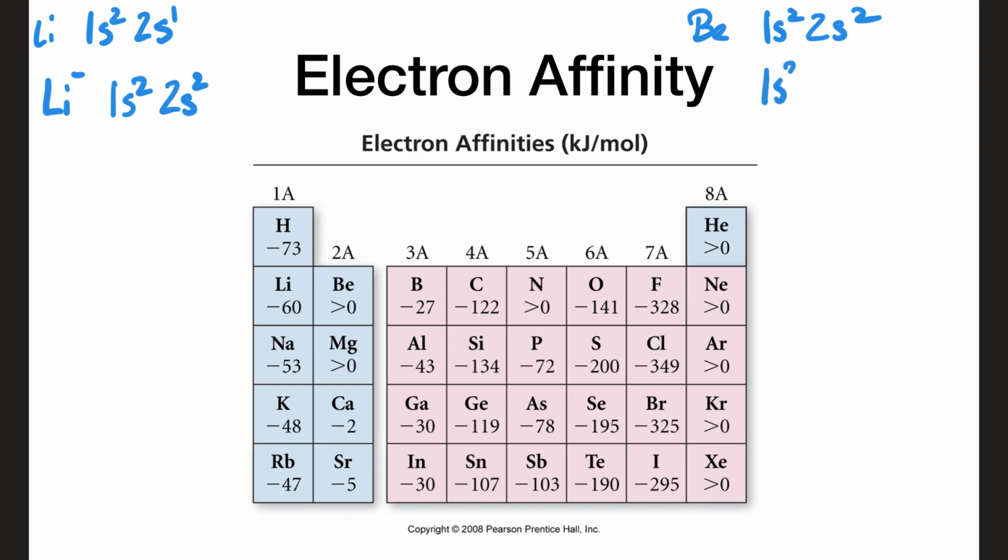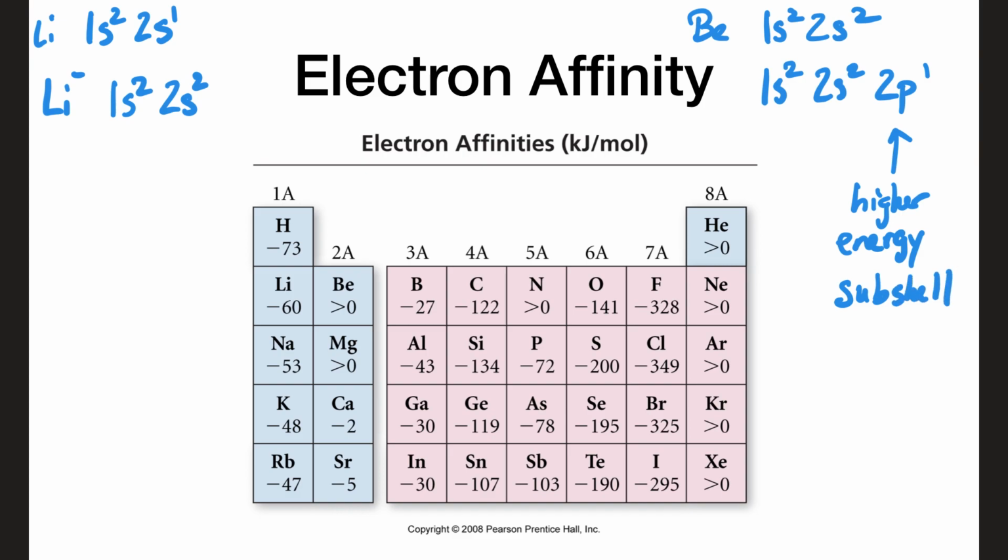Beryllium, when it gains, where does that next electron go? Well, it's going to have to go into a higher energy sublevel. Remember the terminology with the Aufbau principle, that electrons fill orbitals of lowest energy first. So the 2p sublevel is a higher energy sublevel or subshell. In order to get into that higher energy subshell, that's going to require energy. That's why that's positive there. Same thing for magnesium. It's going to have to go into a higher energy subshell.